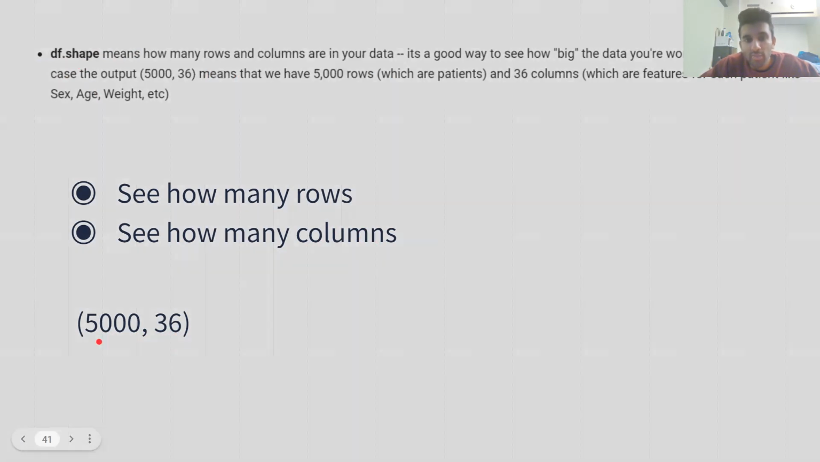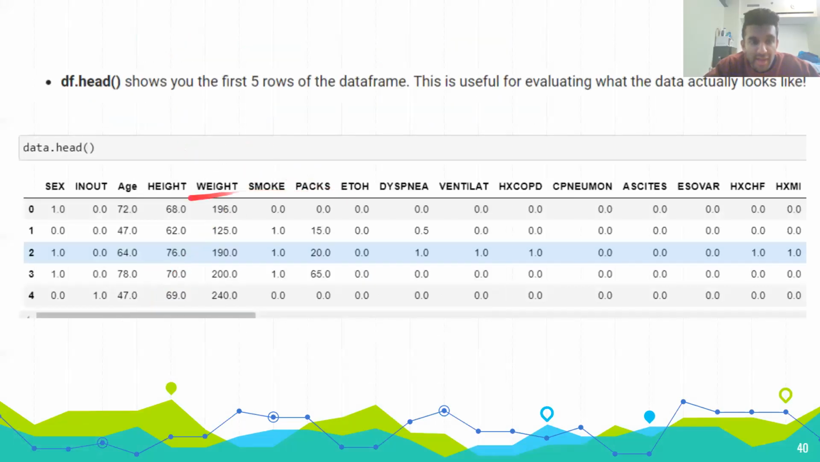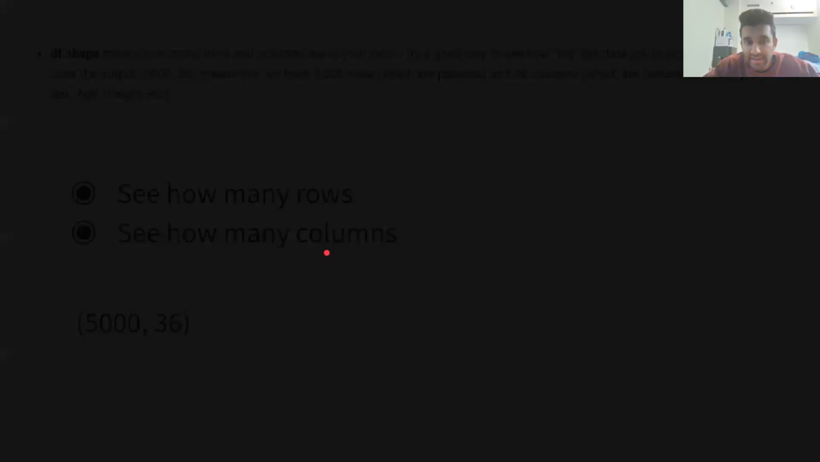So like I keep telling you with patient data frames, all the columns are patient attributes. So if you have 38 columns, that means you have 38 attributes of age, height, weight, do you smoke or not, what kind of diseases do you have? And if you have 5,000 rows, that means you have 5,000 patients you get to analyze.